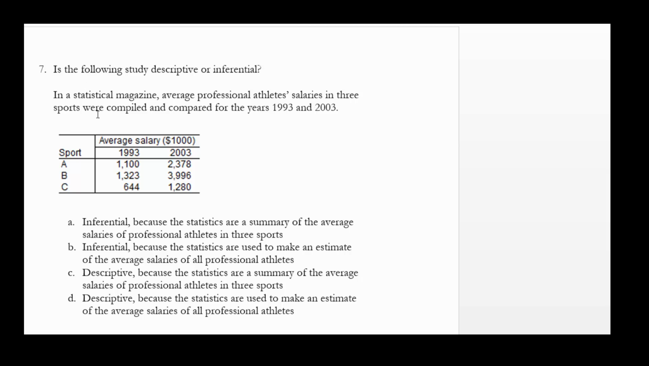On number 7, we have the average salaries in 3 sports, and we have them in 1993 and 2003. And we're not making an inference about anything else, just there they are, those are the things. So it's going to be descriptive statistics. If we were making an estimate of something else, it would be inferential statistics, but we're just describing the salaries that we have in the 3 sports in those 2 years. So that will be C.